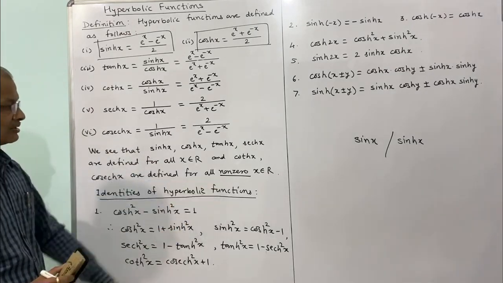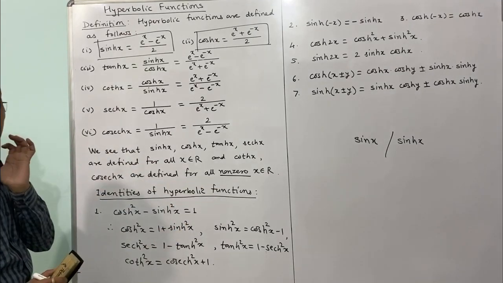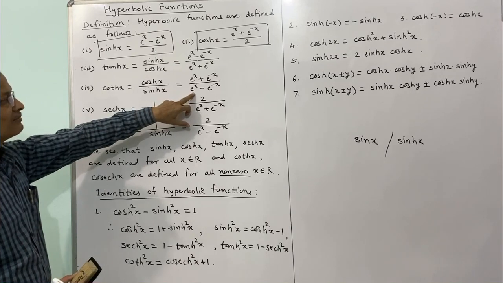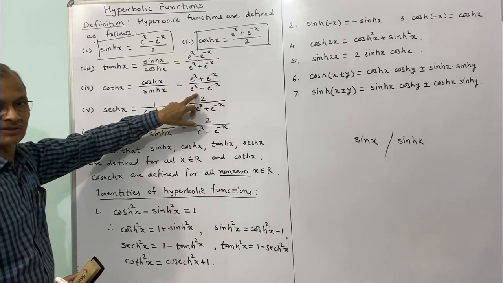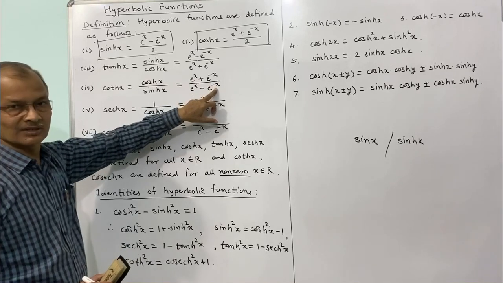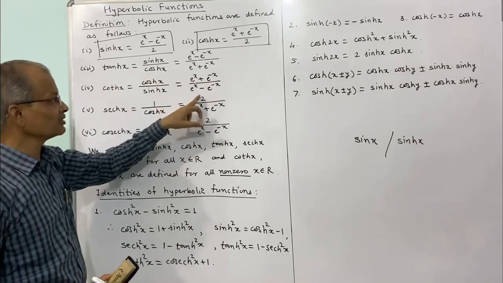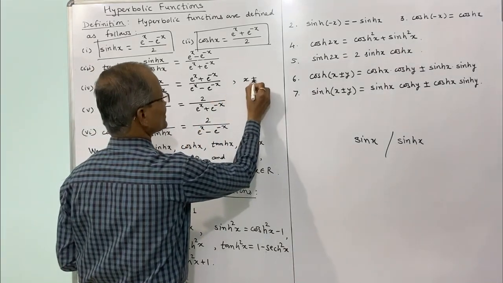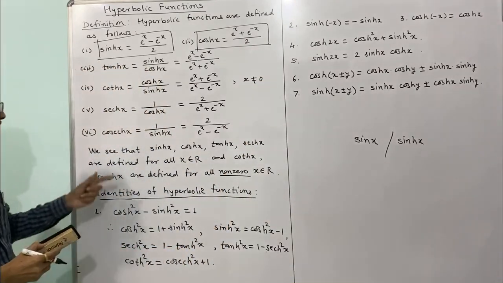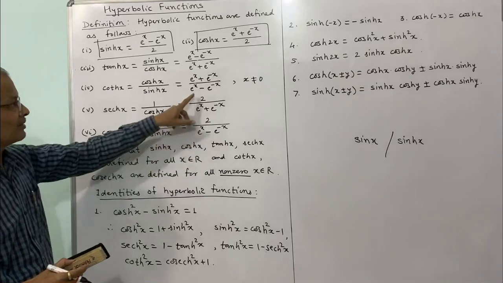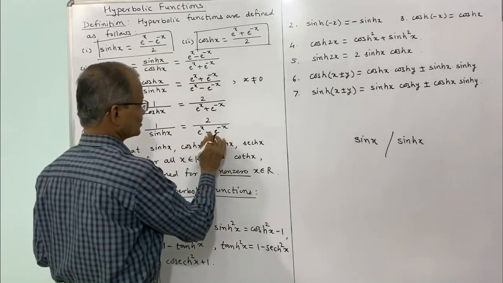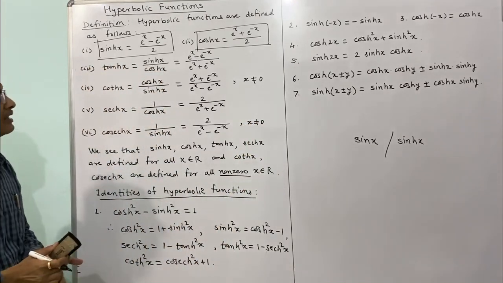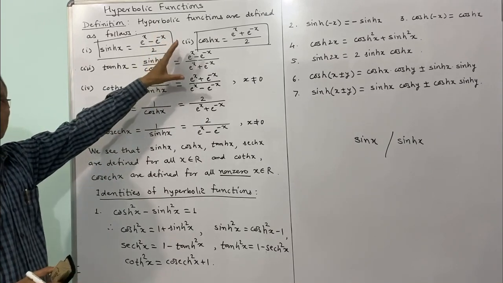Why is non-zero required here? What happens if x is 0? For hyperbolic cot x, you see, if x is 0, this will be e to the power 0, that we know is 1, and this is again e to the power 0, that is 1. 1 minus 1 is 0. The denominator becomes 0, so therefore this function is not defined for x equal to 0. So here x not equal to 0 is the condition. And similarly for cosec, the same denominator is there, and this is 0 when x is 0, so therefore this function is not defined for x equal to 0. And other functions are defined for every real value of x.